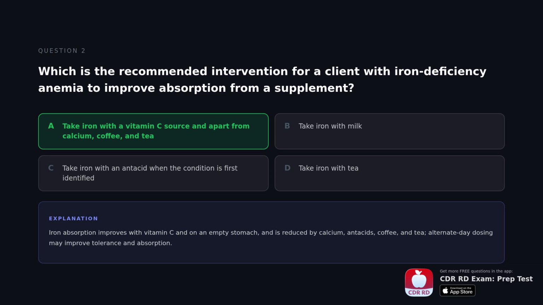The correct answer is, take iron with a vitamin C source and apart from calcium, coffee, and tea. Iron absorption improves with vitamin C and on an empty stomach, and is reduced by calcium, antacids, coffee, and tea. Alternate day dosing may improve tolerance and absorption.